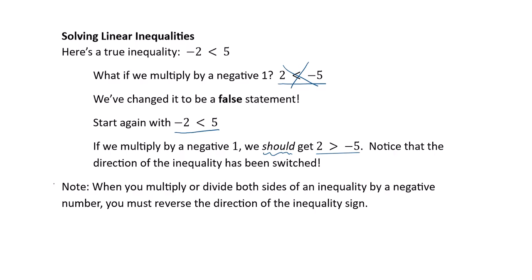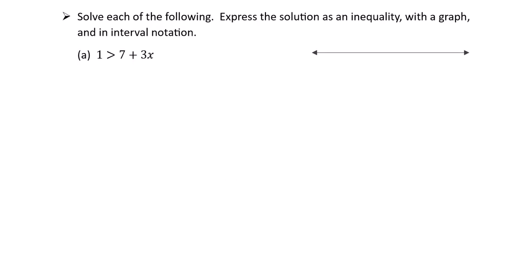So, when we multiply, or even if we divide both sides of an inequality by a negative number, you must reverse the direction of the inequality sign. Solve each of the following. Express the solution as an inequality with a graph and in interval notation.